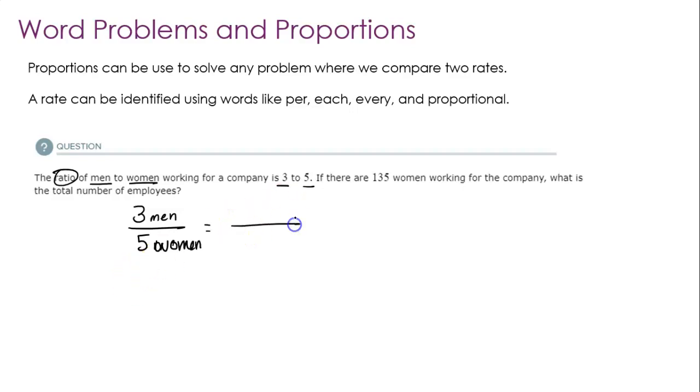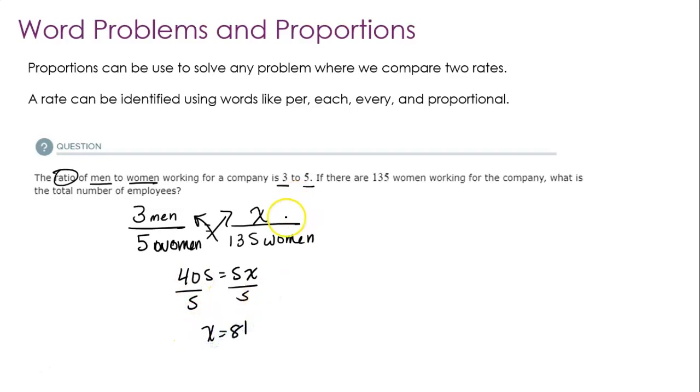But there are actually 135 women working for the company, not 5. So we put the 135 on the bottom and the x on the top. We're going to cross multiply. So 135 times 3 gives us 405 equals 5x. We're going to divide both sides by 5. And so x equals 81.